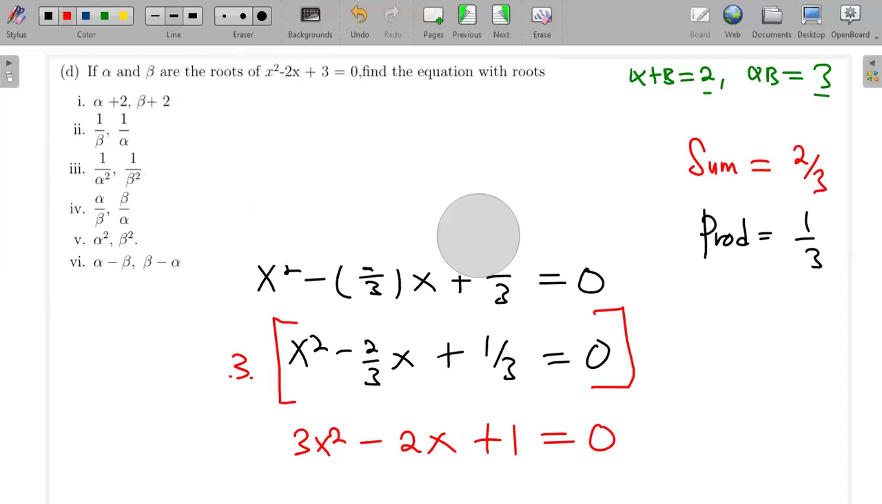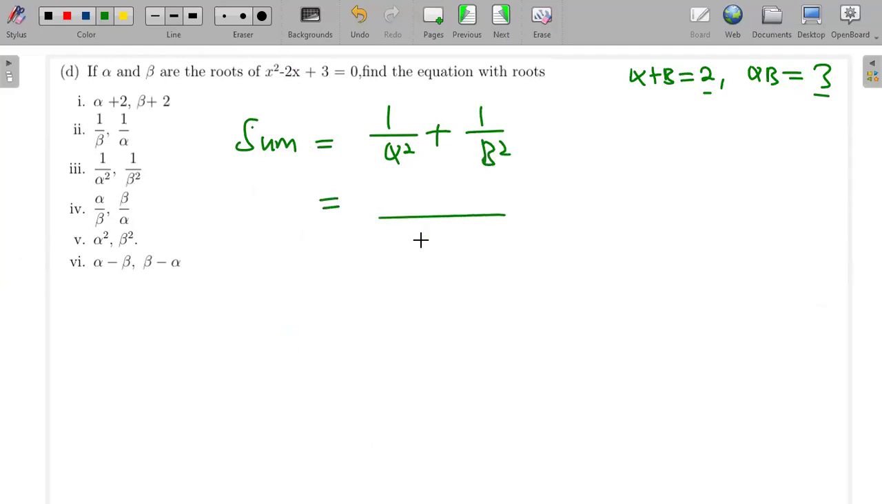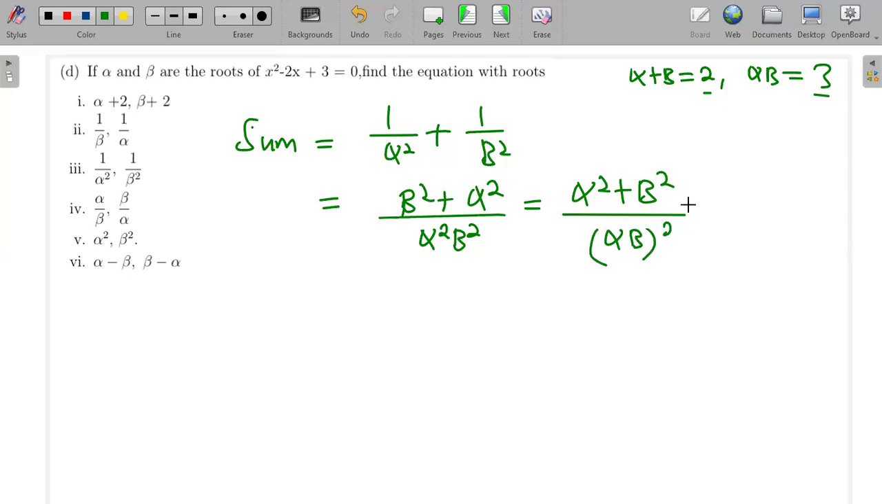Okay, we're going to do the same. So we find first the sum of the roots, and then we find the product. So here the sum is equal to 1 over alpha squared plus 1 over beta squared. So the common denominator here will be alpha squared beta squared. So alpha squared into this, I'm going to get beta squared, plus beta squared into this, I'm going to get alpha squared. So this will just be alpha squared plus beta squared divided by alpha beta, and then I'll put the squared outside like that.